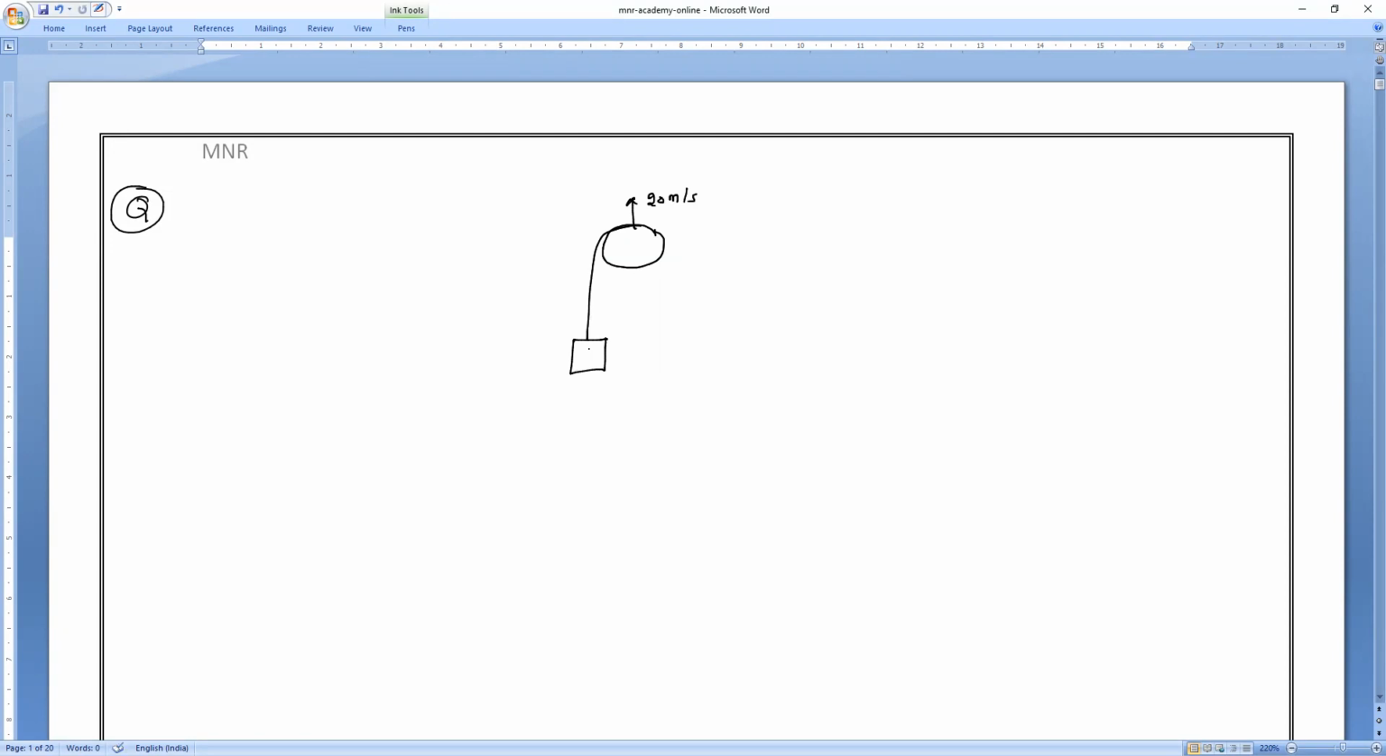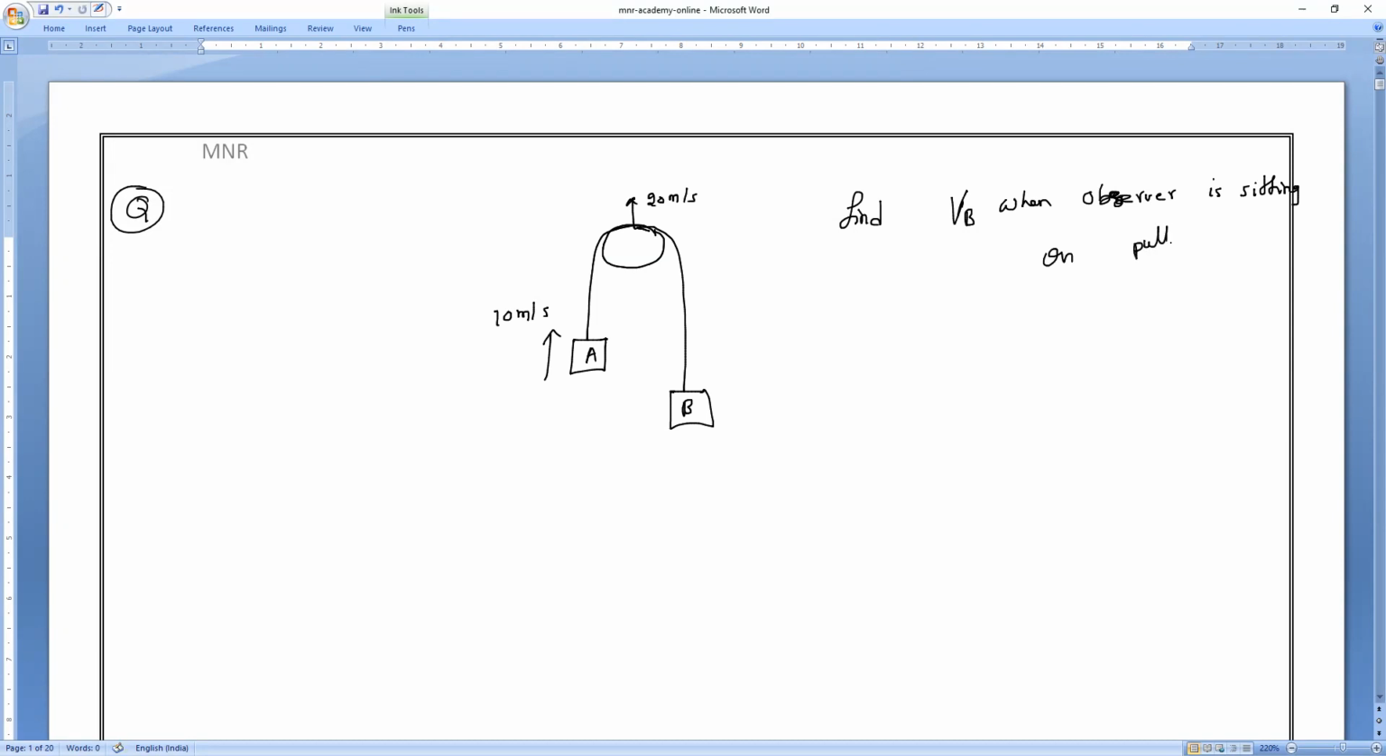There is an object A and another object B. Now A is going with 10 meter per second in the upward direction. So my question is: find the velocity of B, that is VB, when the observer, as in yesterday's question you just revised, is sitting on the pulley.